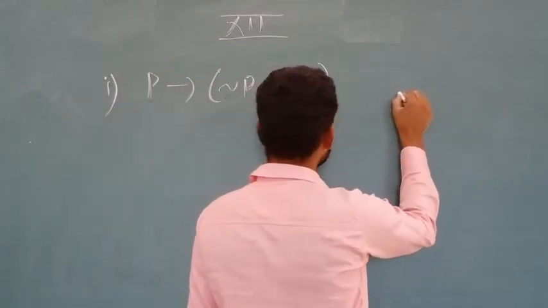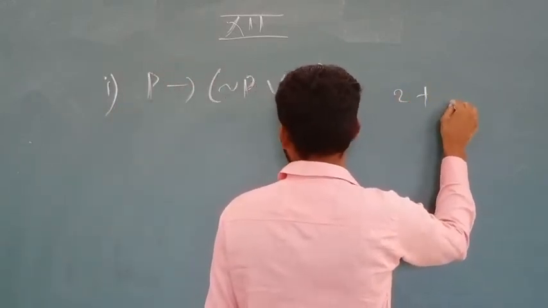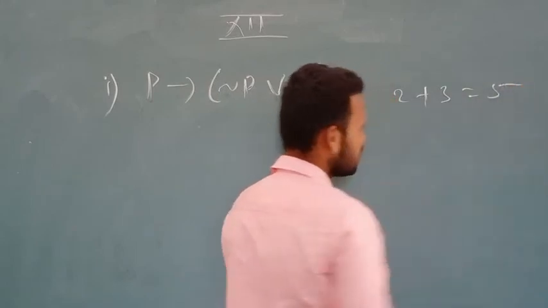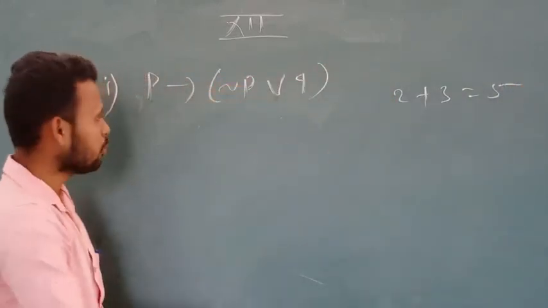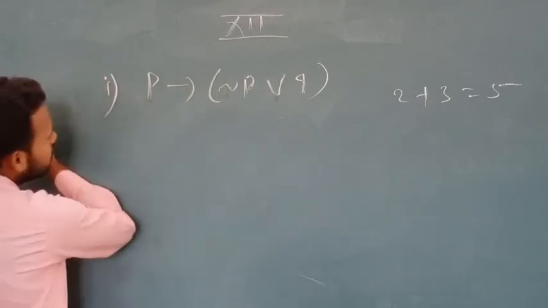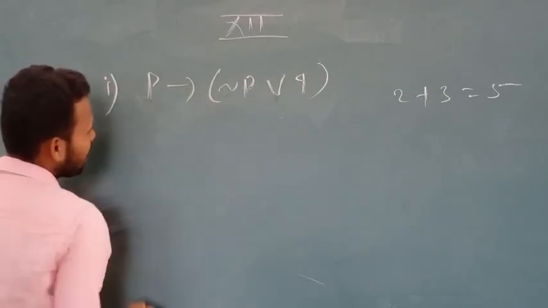Therefore what will happen? Number of statements is 2 plus number of logical connectives is 3, which is equal to 5. That means 5 columns will be there. We already said 4 rows will be there. Therefore now we can draw the truth table for that given statement pattern.